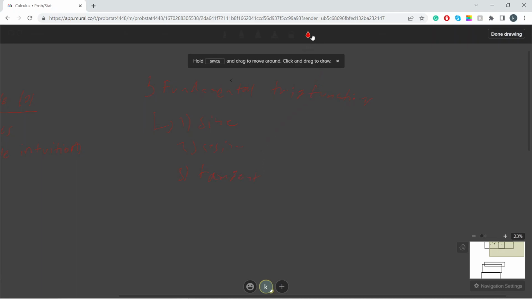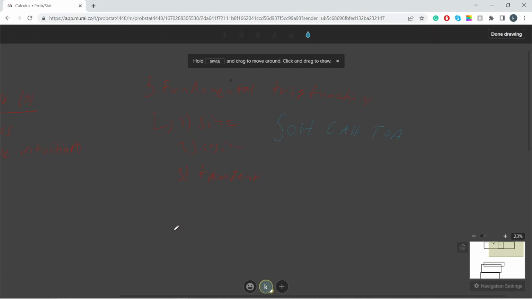And the acronym I like to use, I'm going to write this in blue. Sorry about this, hopefully the handwriting is legible. So the acronym you should be using is SOH-CAH-TOA. So what does this acronym mean? This is simply a mnemonic that we use to remember how the sine, cosine, and tangent functions are defined. So sine is opposite over hypotenuse, cosine is adjacent over hypotenuse, and tangent is opposite over adjacent.